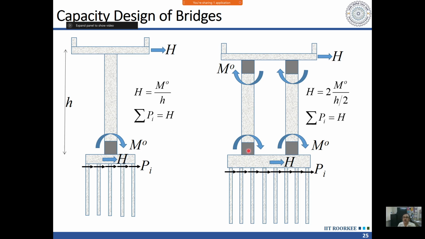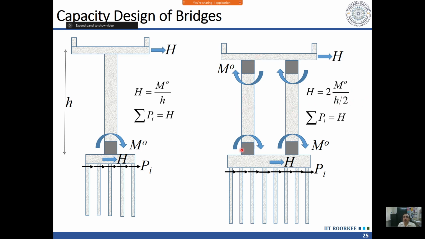In multi-column piers we will have hinges at top and bottom, and the moment capacity will be generated at the bottom as well as at the top, and the capacity we will get will be equal to, because two columns are there, 2 M0 divided by h by 2. Effective height is h by 2, or we can say that the shear force which will develop will be equal to M0 plus M0 divided by h. So this will become 2 M0 divided by h by 2, and here the effective height is h by 2.